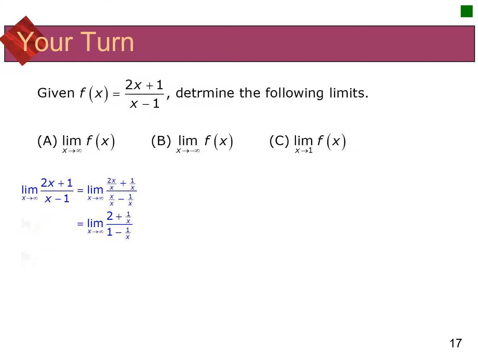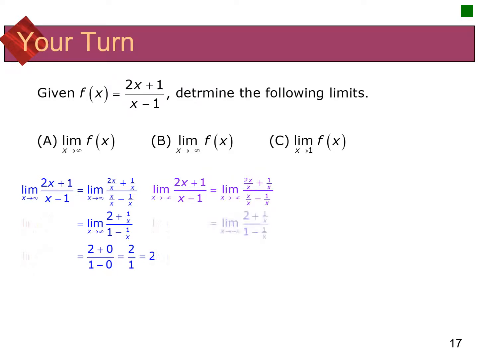So since it is a limit, the value of 1 over x in both of these cases as x approaches infinity becomes 0, which means this limit becomes 2 over 1, which is 2. The same thing happens for b. As I approach negative infinity, I do the exact same thing and get the exact same result. It's approaching 2. So a and b together tell me I'm going to have a horizontal asymptote at y equals 2.